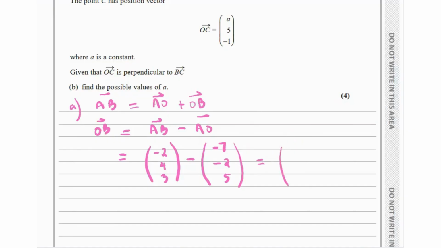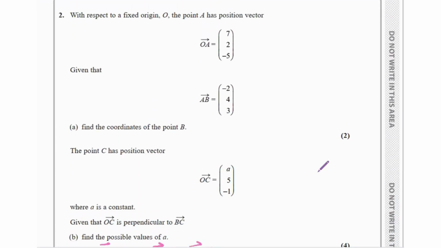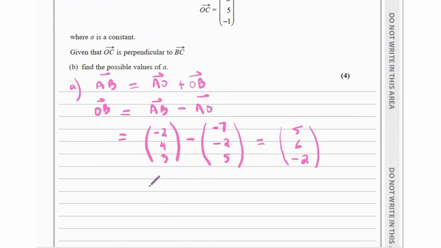When we subtract them, what we get is -2 plus 7 is 5, 4 plus 2 is 6, 3 minus 5 is -2. This is your position vector for B. They want the coordinates; you can write it as the vector as well, or write it as a coordinate. That's your answer.